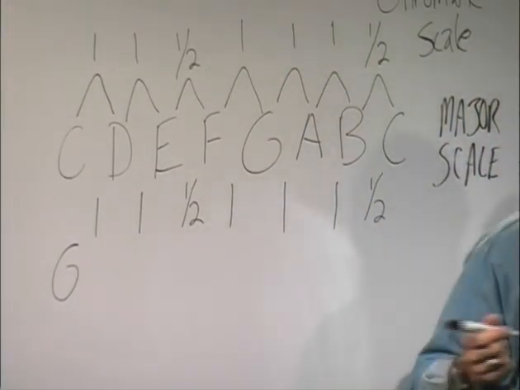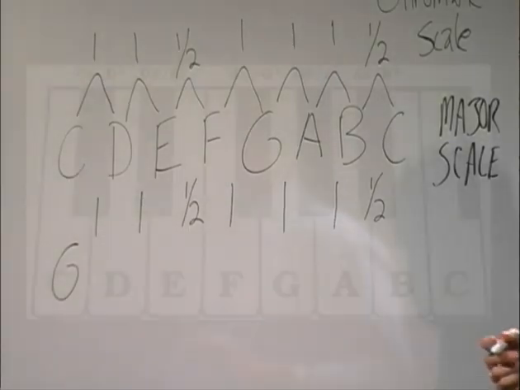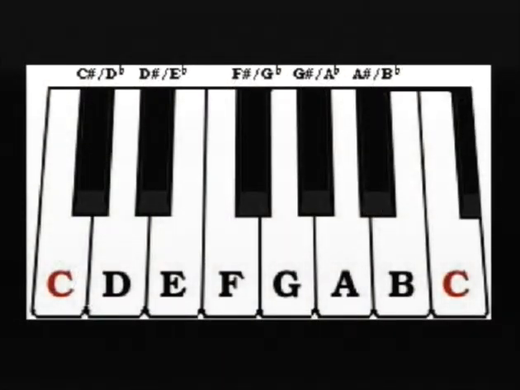Now, if we can bring the keyboard back up, we see that between the G and the A, we have the black key and then back to the A. Then we have the whole step between A and B. We have the two keys there, so B. And then we have the half step, B and C. They're adjacent to one another, so the half step up is the C.